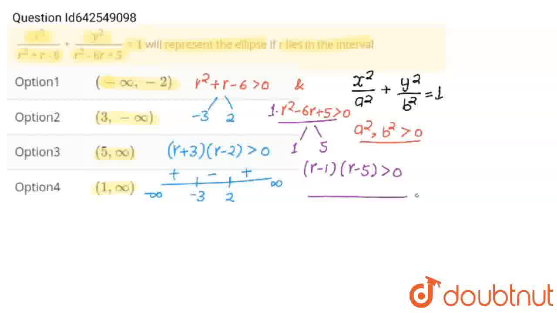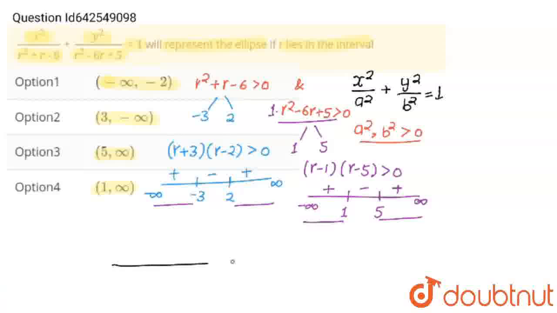And this is our number line between minus infinity and infinity. The points will be 1 and 5. On this side, the expression will be positive. Between 1 and 5, it will be negative. And when r is less than 1, it will be positive. Now here also we need positive, and here also we need positive. So the answer here is this part and this part, and here it is this part and this part.